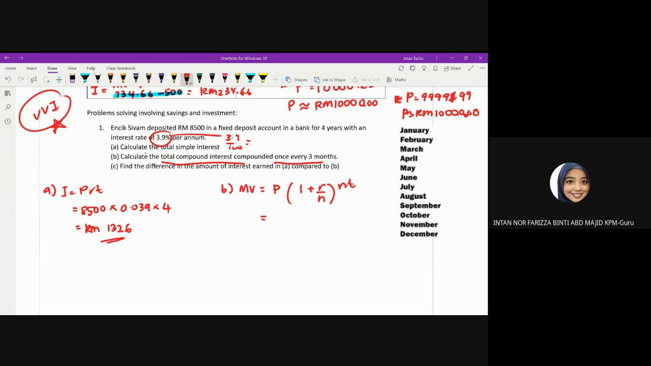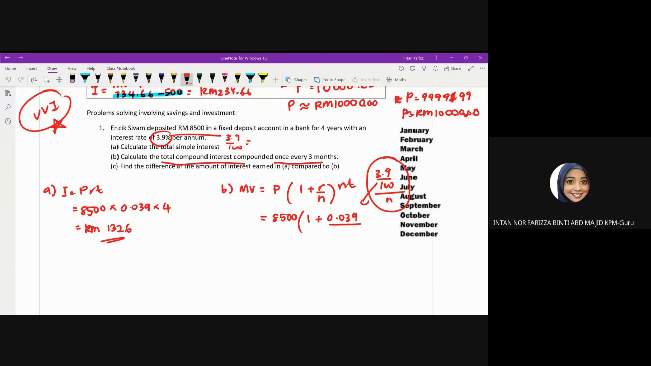What's the P? P is the amount of money this person put in the bank, 8,500. What's the rate? The rate is the same, because A, B and C are related, all in one question. So 3.9% is 0.039. This is why I change the interest to decimal. If I put 3.9 over 100 over n, you will have a hamburger fraction, and I don't want that, so I change it straight away to decimal.